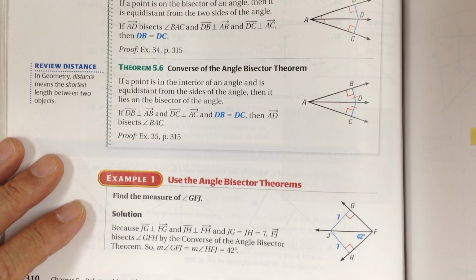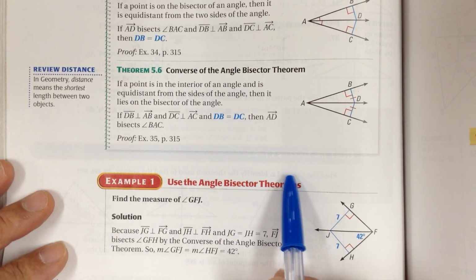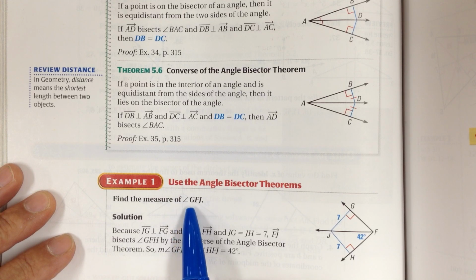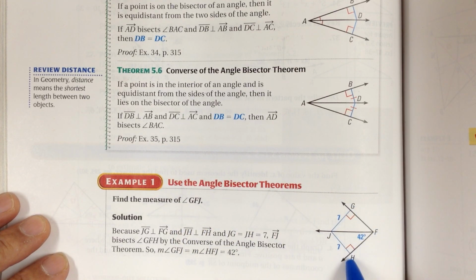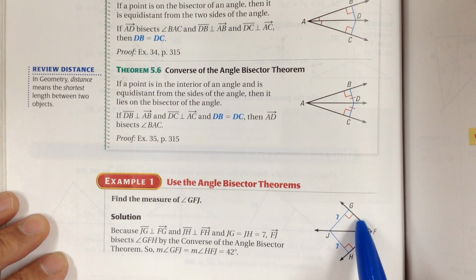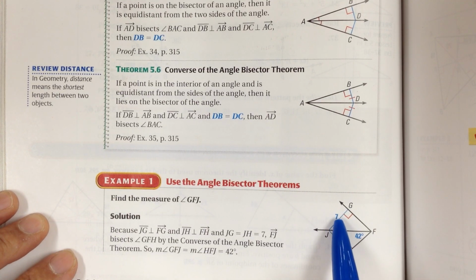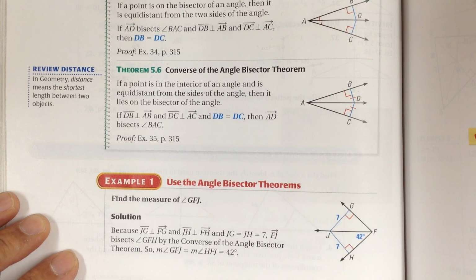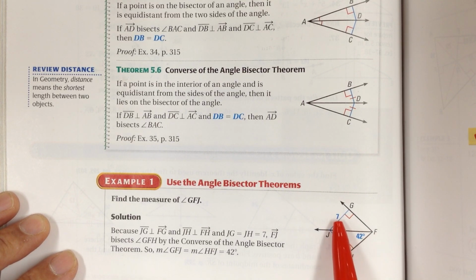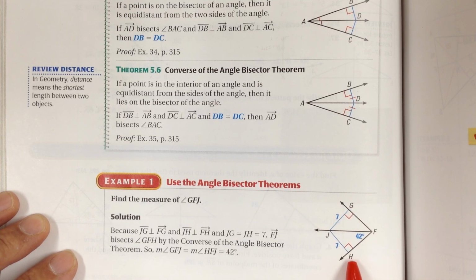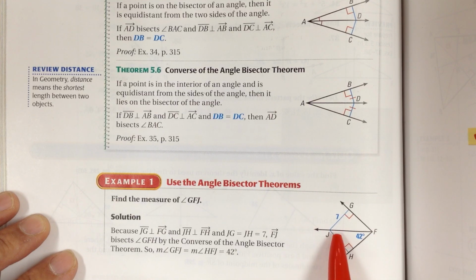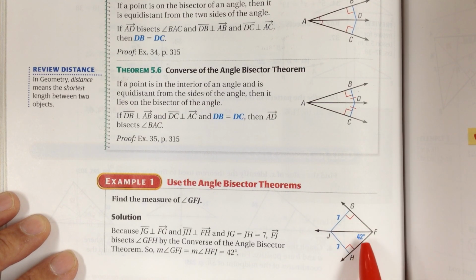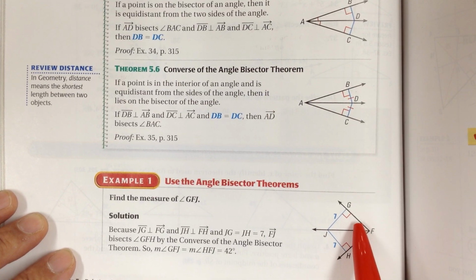Now let's go over an example of how to use the angle bisector theorem. It says find the measure of angle GFJ. So you're looking for this angle. If you notice, this length is 7, and this length is 7. So this is equal distance to the two sides. That means this is the angle bisector. And if this is the angle bisector, then the two angles would be congruent. So if this is 42, then this would be 42.